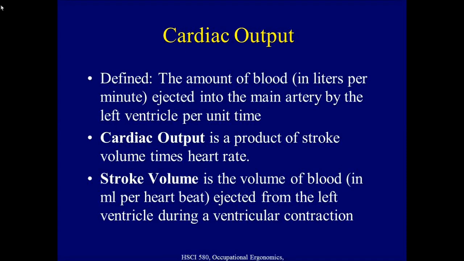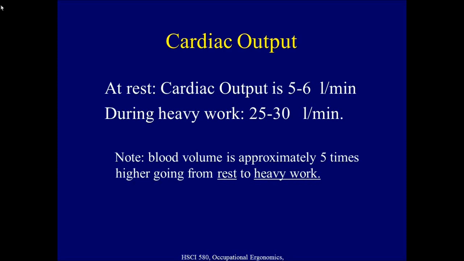The stroke volume then is the volume of blood in milliliters per heartbeat that's ejected from the left ventricle during a ventricular contraction. So you can just simply play with the math right here to determine heart rates, stroke volumes, and cardiac output by having this information and determining outcomes. At rest, the cardiac output is 5 to 6 liters per minute. I would expect you to remember that. During heavy work, it's about 5 times that amount, between 25 and 30 liters per minute.